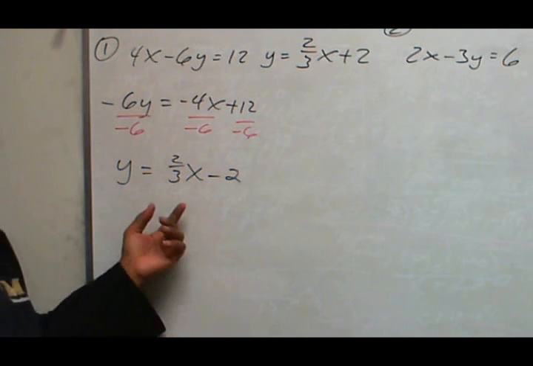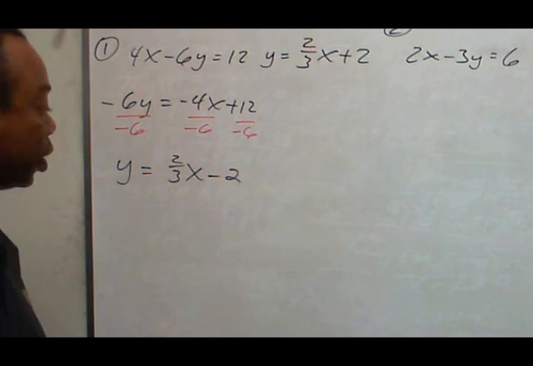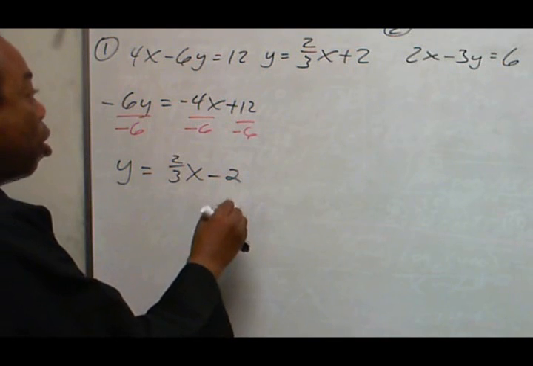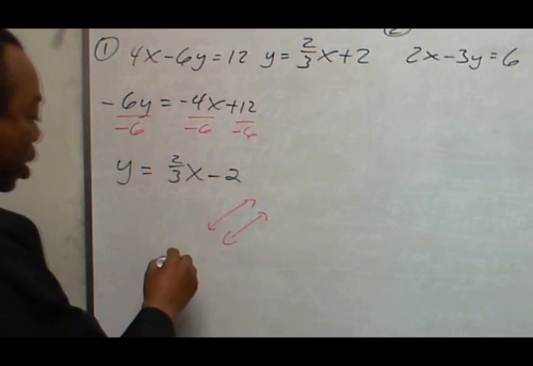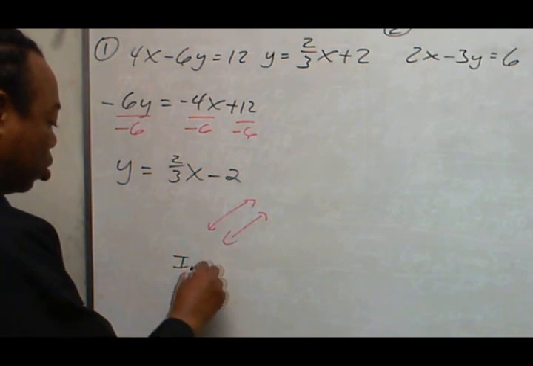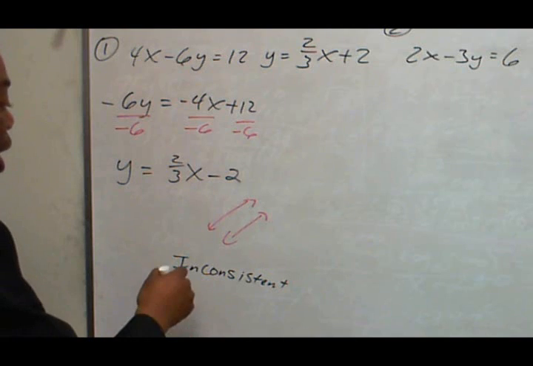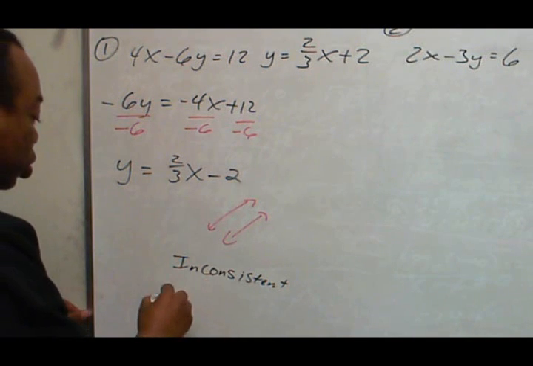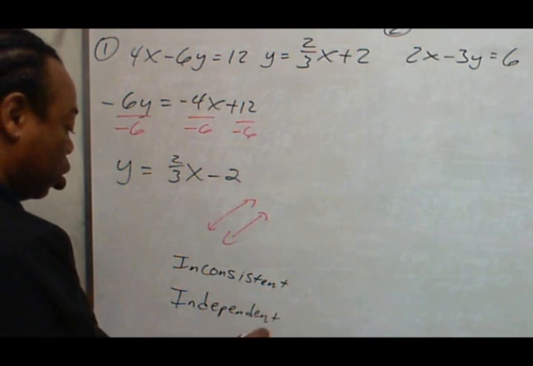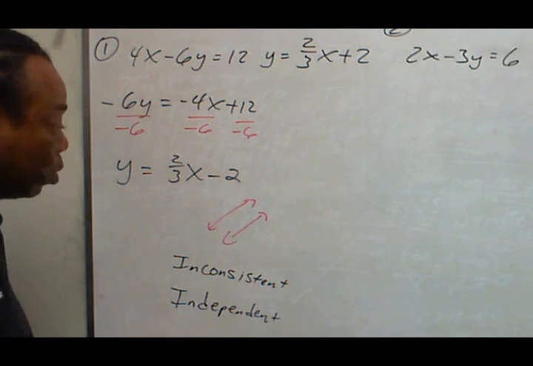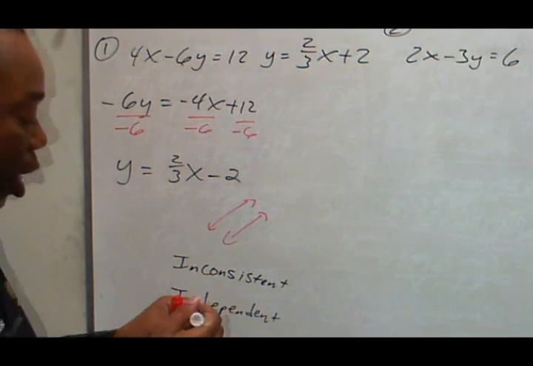Now, you'll notice here when we compare, they both have the same slopes, but they have different intercepts. This means that these two lines are going to be parallel to one another. And parallel lines would be inconsistent. Okay. They would have to touch in order to be consistent. And since there are no solutions, it's independent. To be dependent, they would have to have infinite solutions. And here they have no solutions. So inconsistent and independent. Okay, next one.